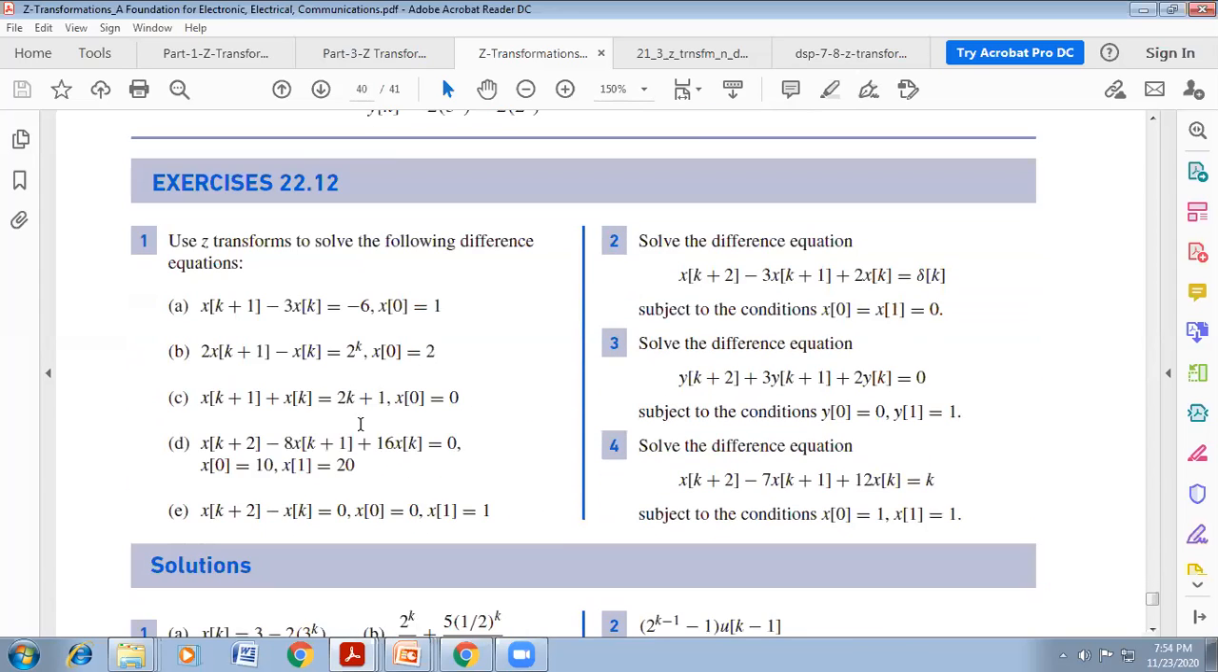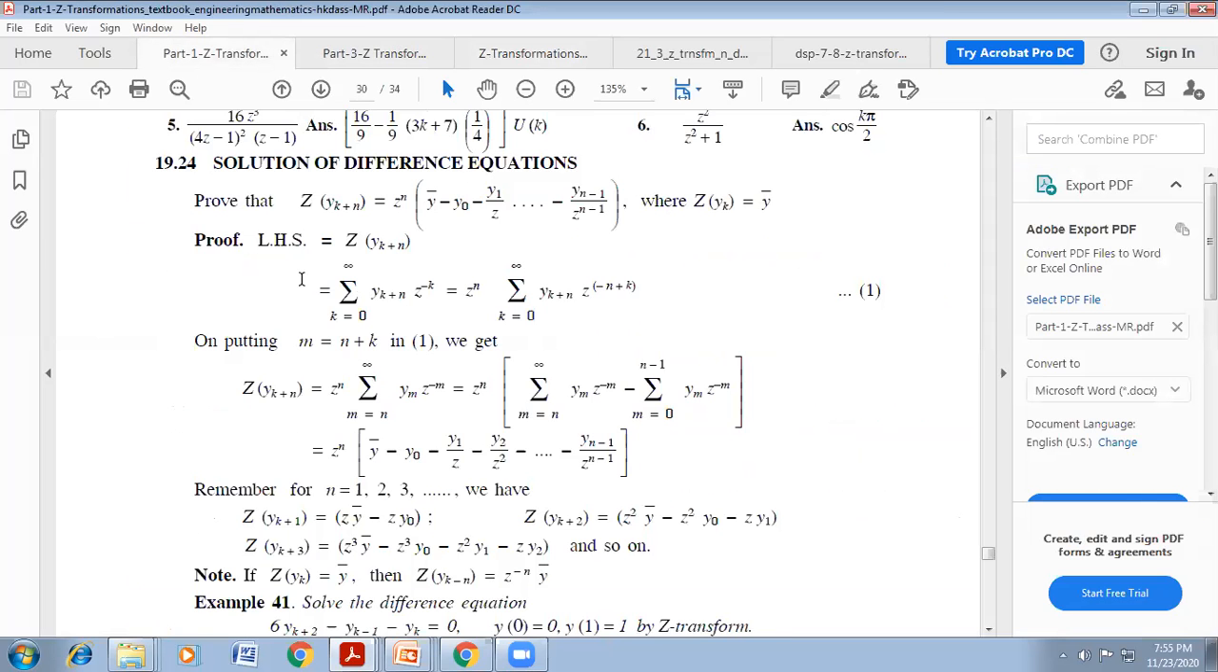Now you will try it at home. Use the Z transform to solve the following difference equations, this 5, and solve this 2, 3, 4. I hope everybody can do this. Very easy for you. First of all, you have to finish the previous example, then you can solve this. Understand? This will be homework for you. And then the day after tomorrow, you have to answer these 3. Remember it. You have to solve.